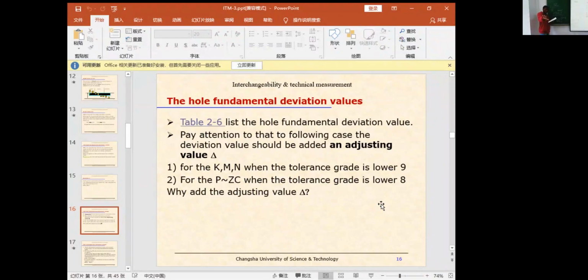Delta is 9. It's not 6. It's 9 because it's R7. Is it wrong or is it correct? You don't know.